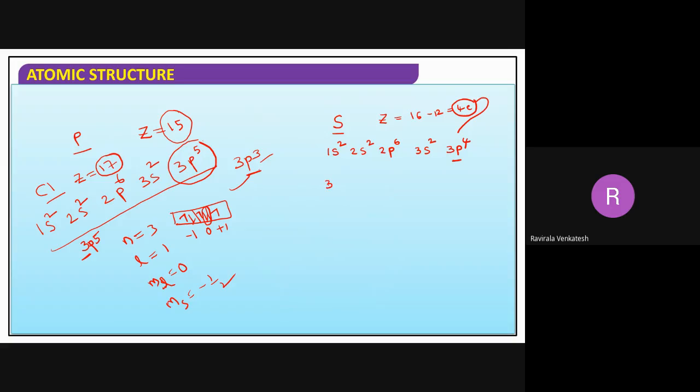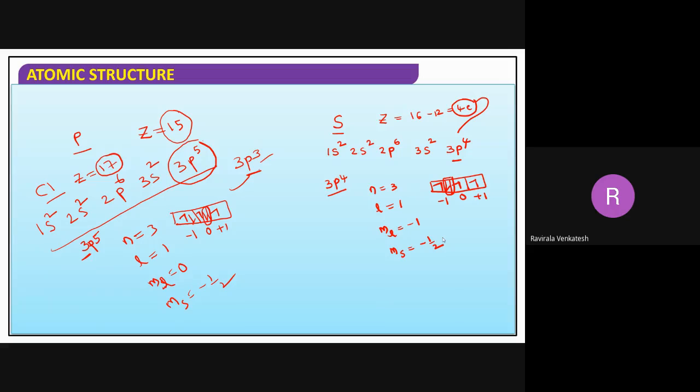For 3p4, we can make the quantum numbers. Now n is equal to 3. l is equal to 1 because it is a p orbital. What about the ml value? Make 3 orbitals for p. Now put the first electron, second electron, third electron and fourth electron. Now it will be 0, -1, +1. The fourth electron is present in -1. Now ms will be in the downward direction. It will also be -half.